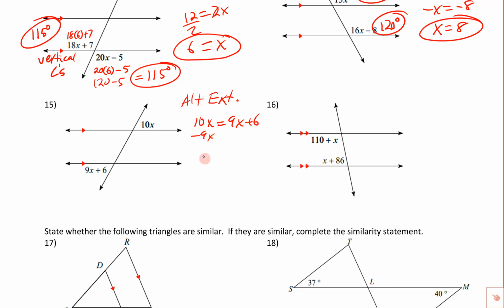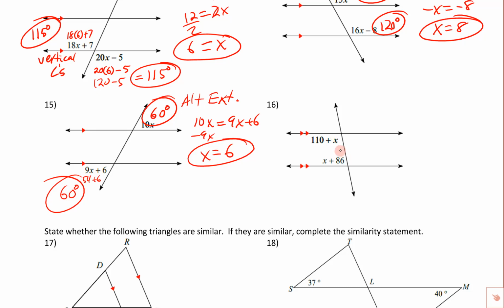We're going to subtract the 9x, so that's going to give us x equals 6. So we know that that's 6 right there. So this would be 10 times 6. That would be 60 degrees, so we got that one. 9 times 6 would be 54, and 54 plus 6, that's going to be 60 degrees right there. So we got both of those, and we know they're congruent. Not too bad there.